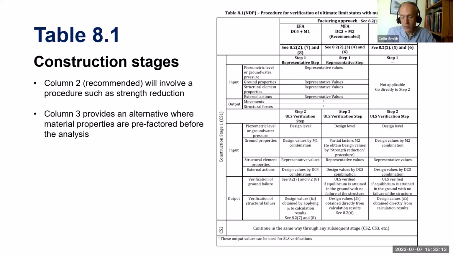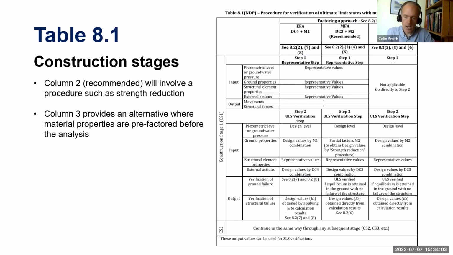In column 2, the recommended approach is to do the analysis using what are called representative values here. Those essentially are what in the current code are called characteristic values. So here we're using representative or characteristic values, and doing the stage construction with those values, and then using a strength reduction procedure or equivalent to assess the safety or the ULS capacity at each stage of the construction. Column 3 provides an alternative. So if you're unable to use that, or your software or numerical method doesn't allow those kinds of processes, then you can apply the factors directly to the materials in advance of the analysis.